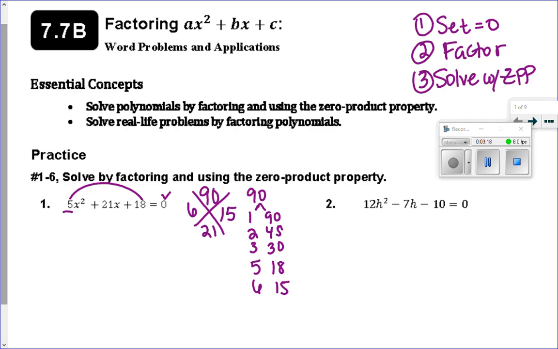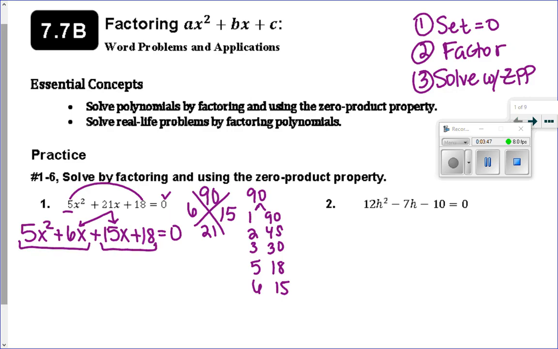That lets me now rewrite my polynomial. Instead of writing those 21x's together, we will separate them out into a 6x and a 15x. And no, it does not matter which one you write first, as long as the signs are correct. Now that we have split that middle term up into two equivalent terms, we have 1, 2, 3, 4 terms, and we can factor by grouping.